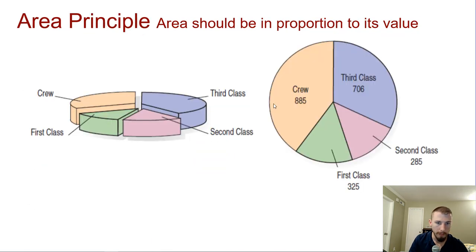So good to know. Area principle, also three-dimensional graphs. This should not even be an option because there's no time when this is ever appropriate. So I know it looks good and Microsoft Excel will produce these for you. Apple's, whatever they call it, will do the same thing.